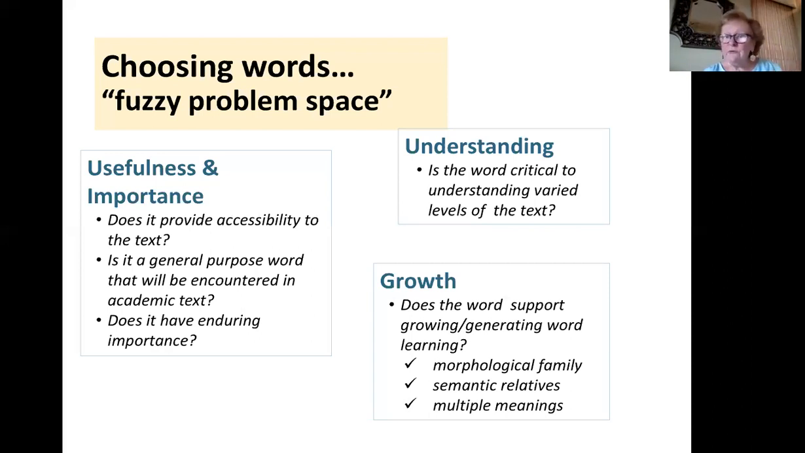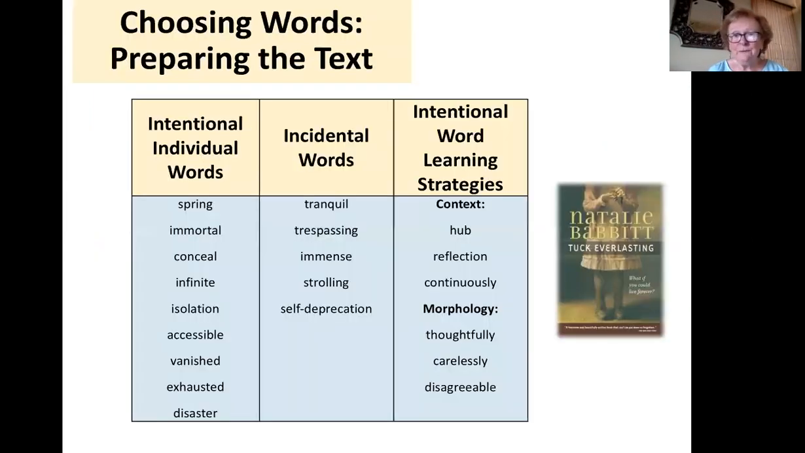And then growth. Does the word support growing or generating word learning? Is it part of a morphological family? We can build on it. Does it have semantic relatives? Does it have multiple meanings, right? This is called a fuzzy problem space, not my words, someone else's. I read it somewhere, but what it conveys is there's no perfect formula for this, all right? But there are guidelines that we can follow, and I've just provided them for you.